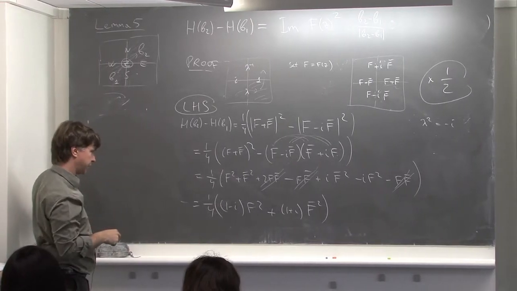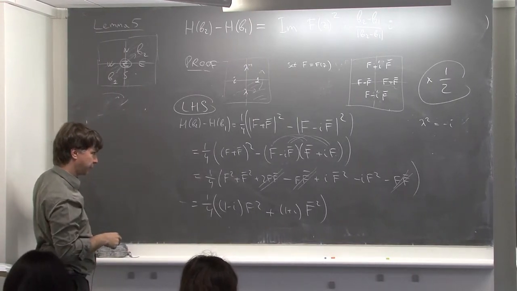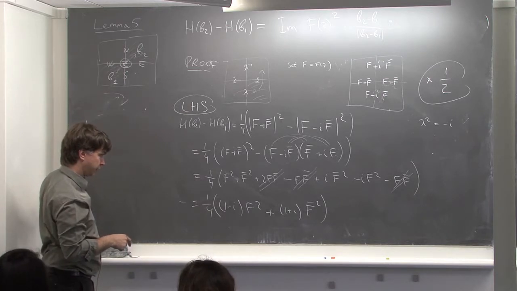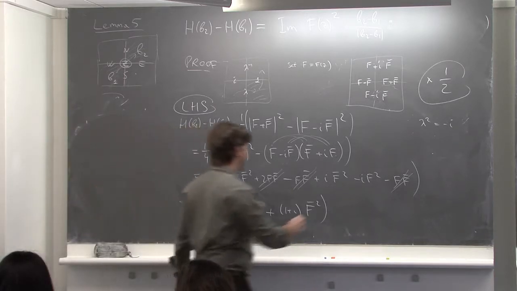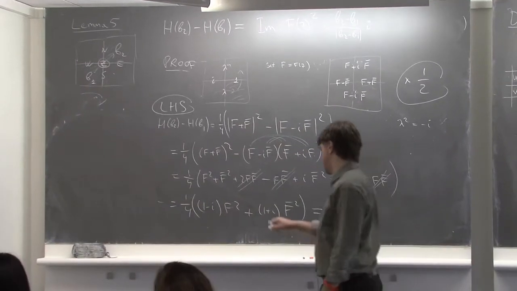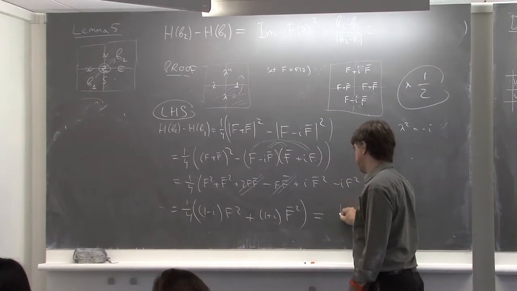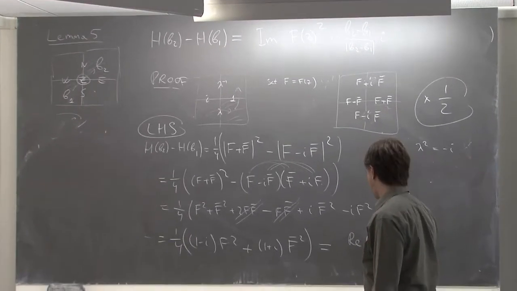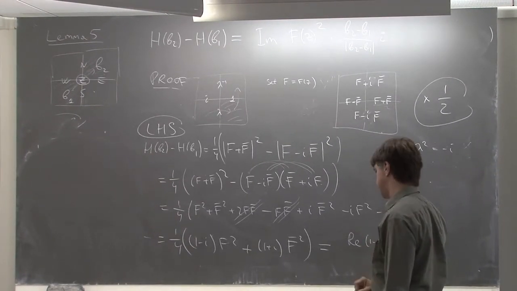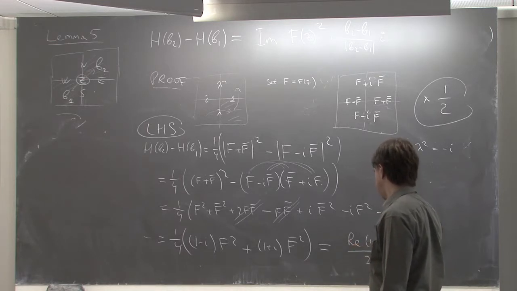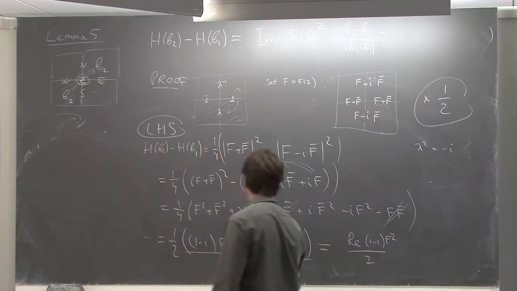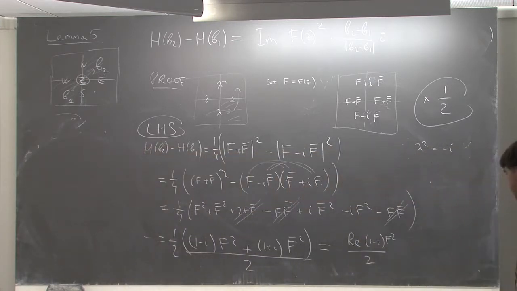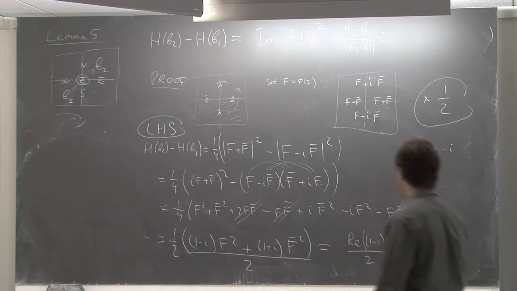So what do we have here? I got the real part. Okay, so what I have here is basically the real part of (1 minus I) f squared divided by 2. Yeah, that's more like it, because this is 1/2 of that. So it's the real part of (1 minus I) f squared divided by 2.